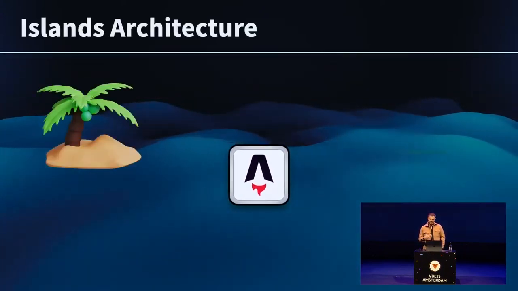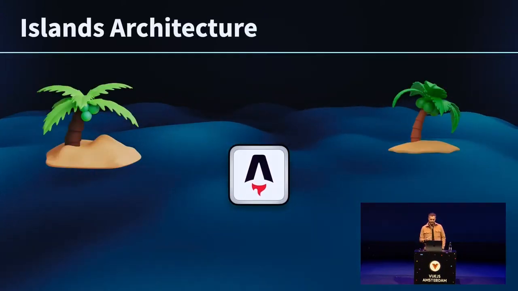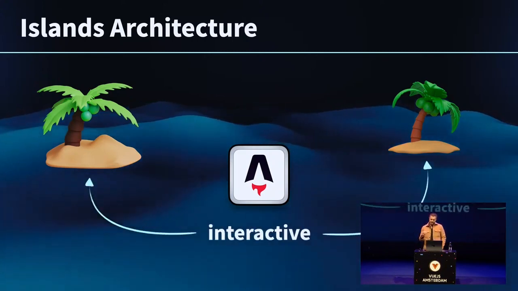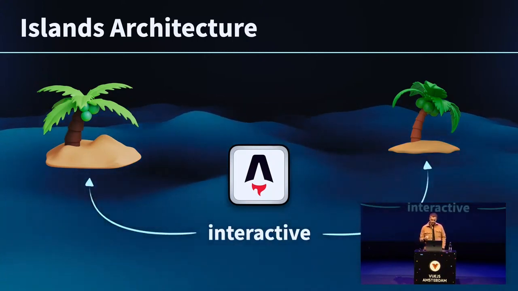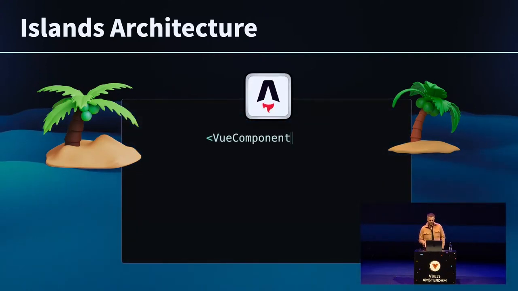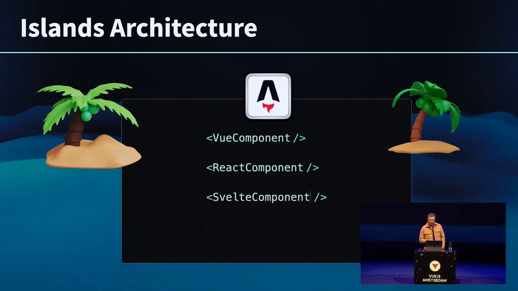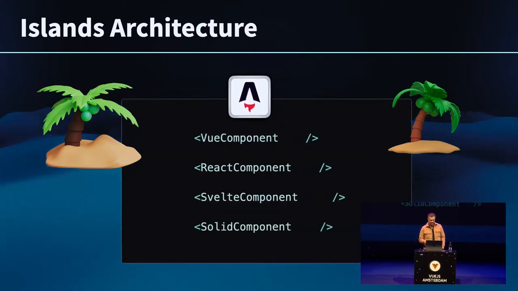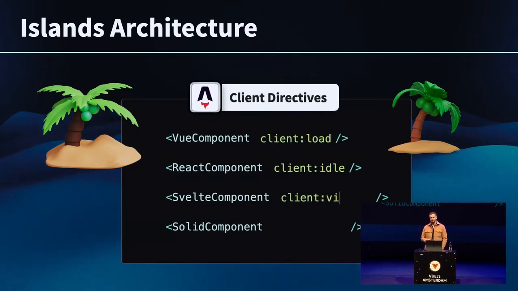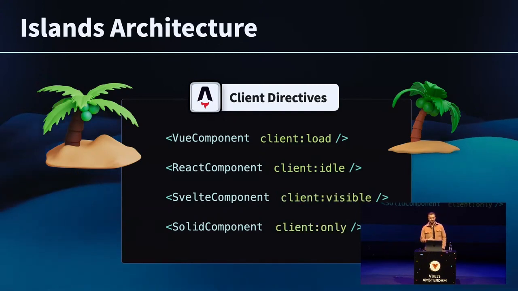Astro has helped popularize the idea of islands, and these islands are going to be the sections of the app that receive JavaScript hydration. In other words, a component-based hydration approach. As I mentioned, you can compose an Astro app with components from various major frameworks, and then you can use client directives on there to control how and when those components are hydrated on that page.